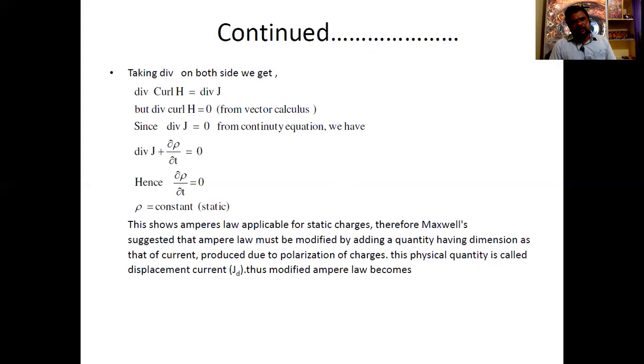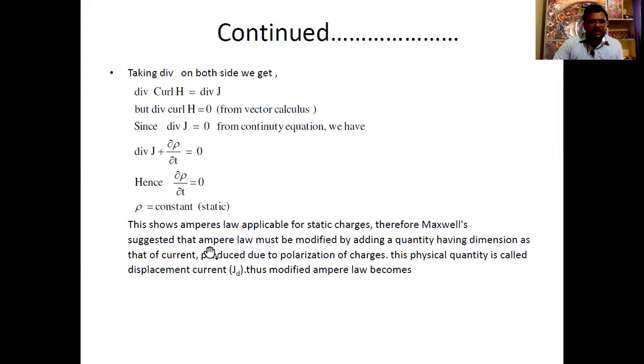But from the continuity equation, we have divergence J plus dou rho by dou t is equal to 0. So if this term is becoming 0, this should become 0. That's why dou rho by dou t is equal to 0, which means rho is constant. That means static charge inside a conductor is always constant. So this shows Ampere's law is applicable for static charges.